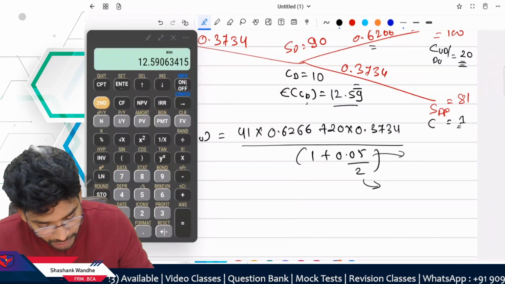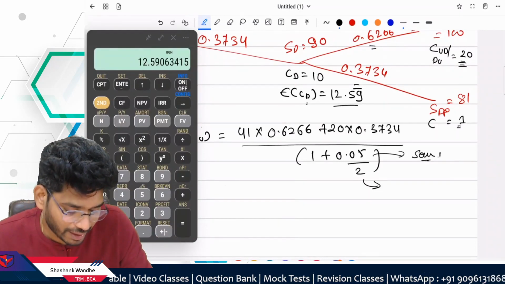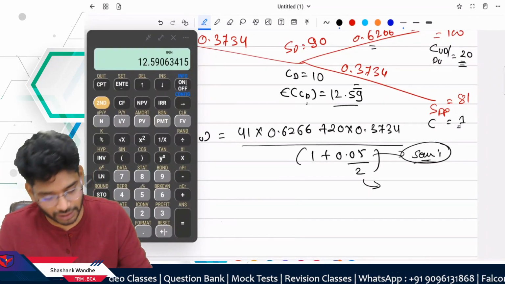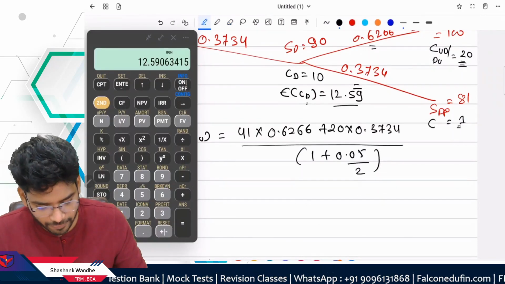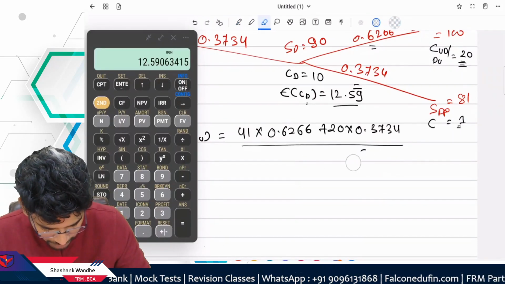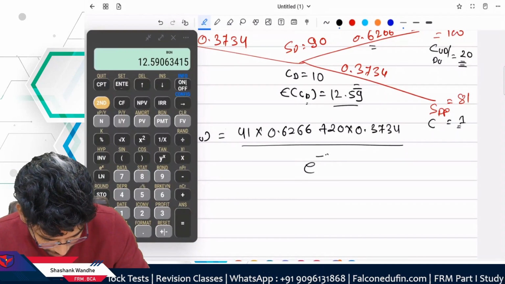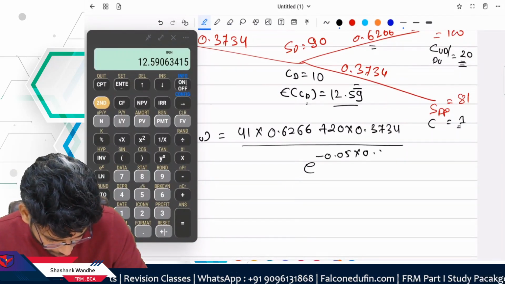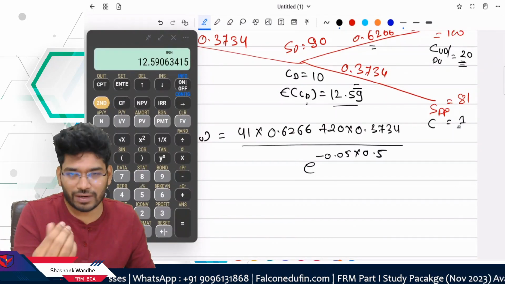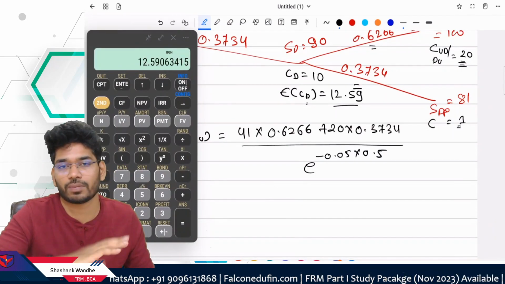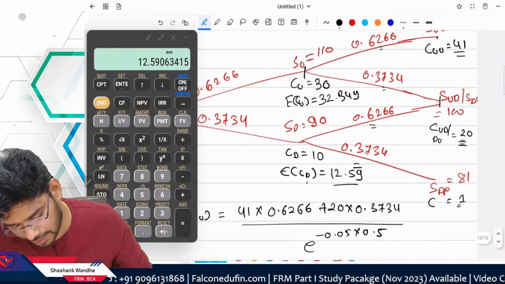And if the question requires this, then GAP will specifically provide the semi-annual rate, so you don't have to bother about it. If the rate is provided in the continuously compounded format, our same discounting will go like this. Instead of this, we will use e to the power minus 0.05 multiplied by 0.5, and the answer will be approximately the same. Very close, not very different from the existing calculation.